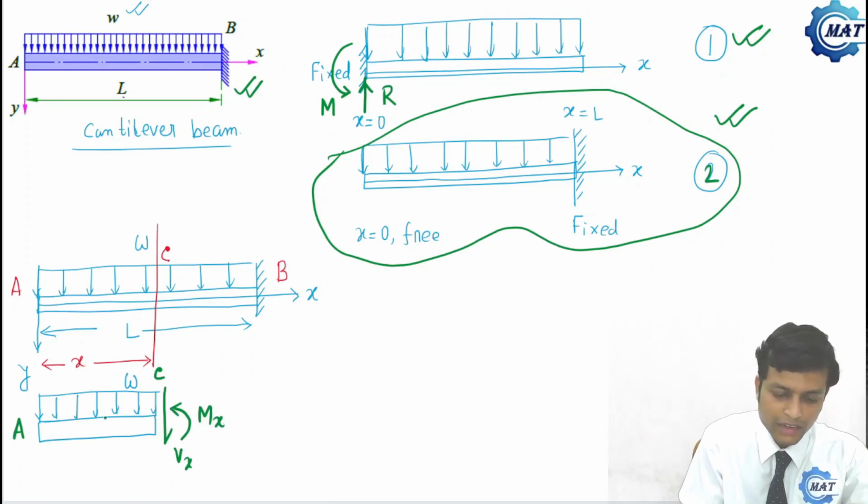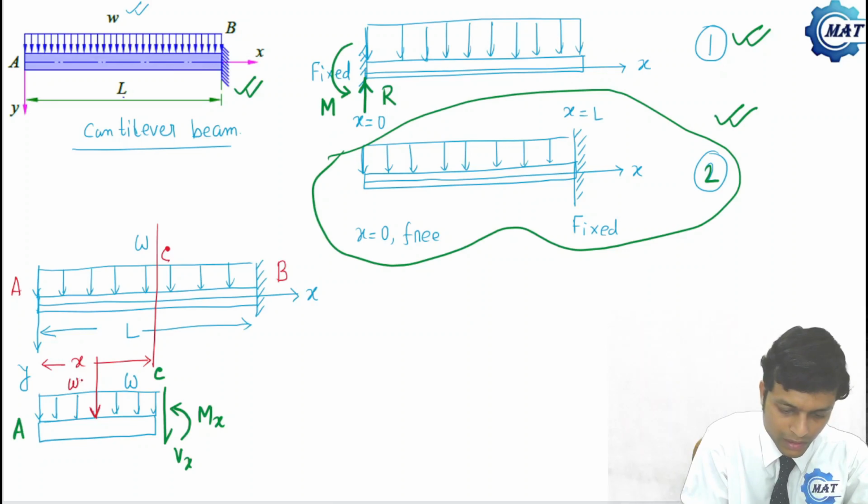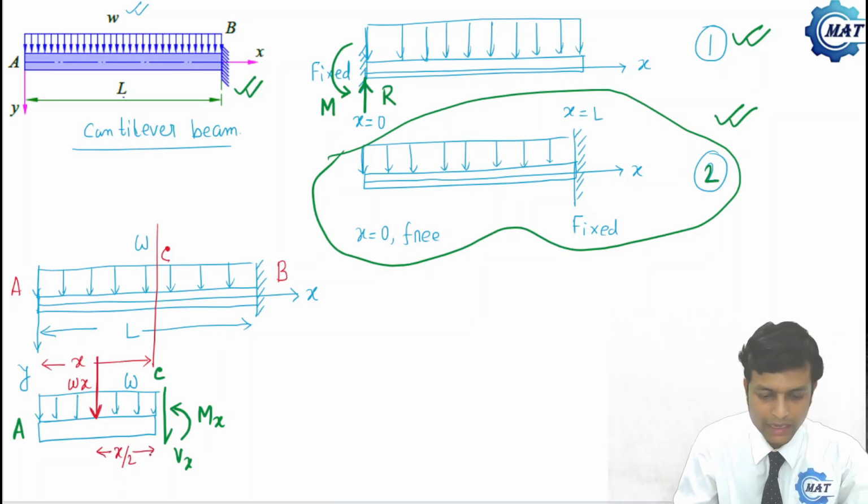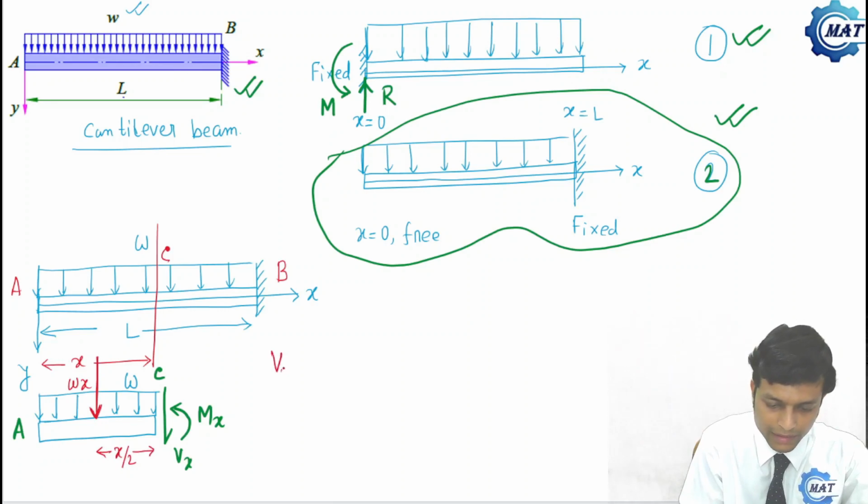Now what is the resultant load due to small w? The resultant load is w into x, and that will act at distance x by 2 from A and C. So what is Vx? Vx plus wx is 0, that is, Vx is minus wx. This is one expression by force balance.